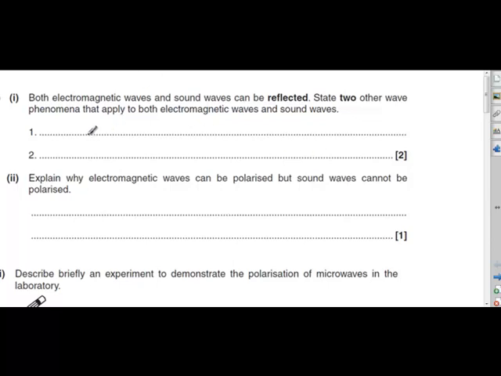Okay, so the first one: both EM waves and sound waves, so that's transverse and longitudinal, can be reflected. State two other wave phenomena that apply to both EM waves and sound waves. So both these types of waves can be diffracted and refracted.